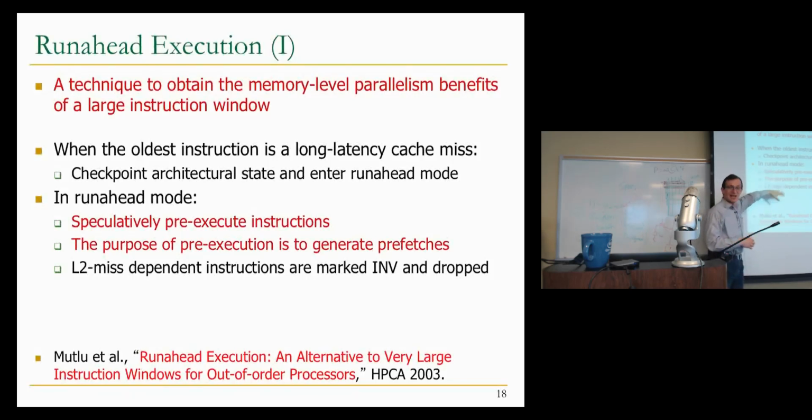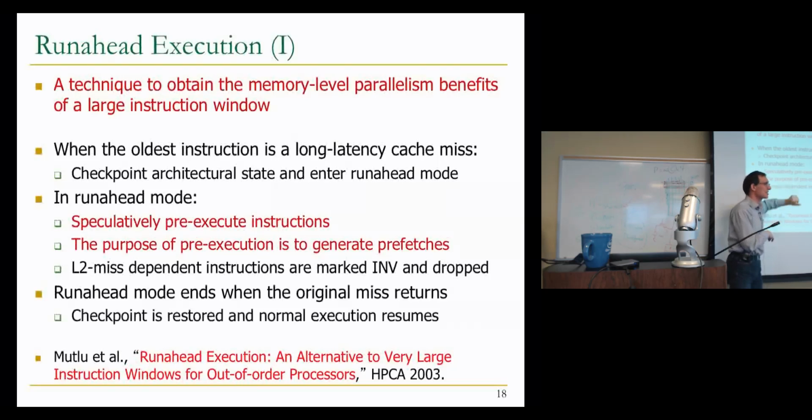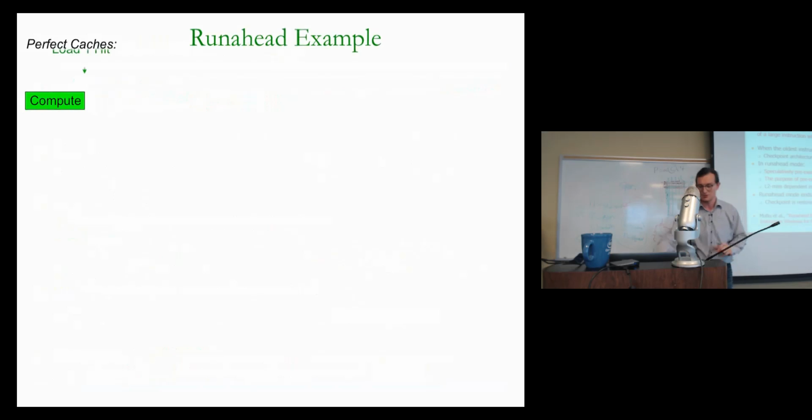If you have a small window, you cannot add more instructions into the window unless you get some of them out, and that's how run-ahead execution gets instructions out of the window. It drops the instructions that are dependent on cache misses. And when the original miss returns, run-ahead execution restores the checkpoint and resumes normal execution.